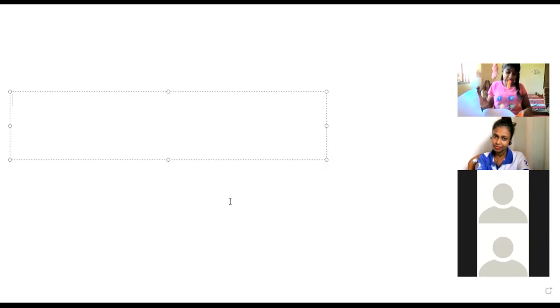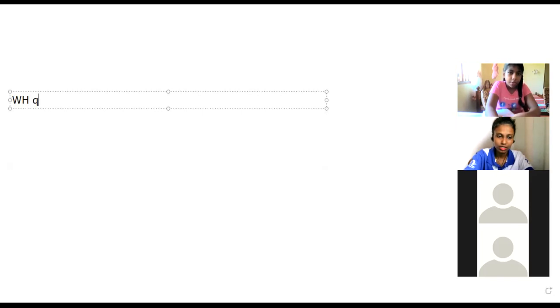WH question come to front of the... Yes, yes. WH question always come to front in the sentence. In where? Beginning of where? Yes or no question. Yes, very good. WH before the be verb. No, Chenuti, wrong.